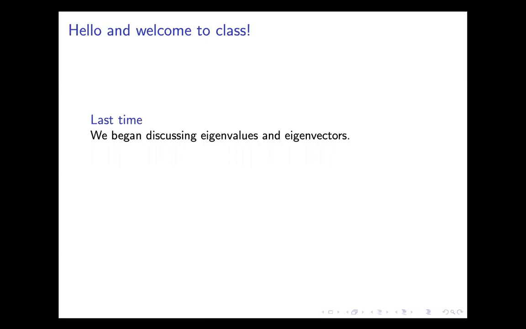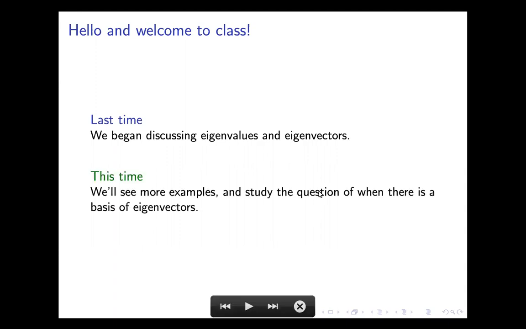In the last video, we began discussing eigenvalues and eigenvectors. So this time we'll see more examples and study the question of when there is a basis of eigenvectors.